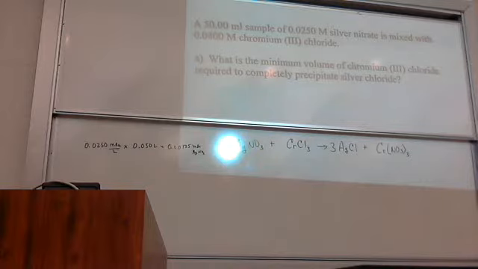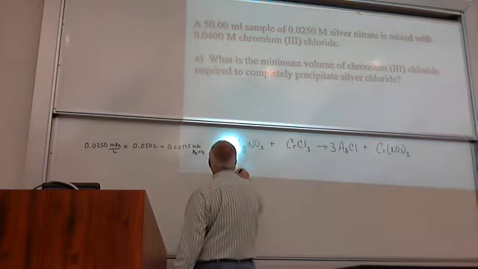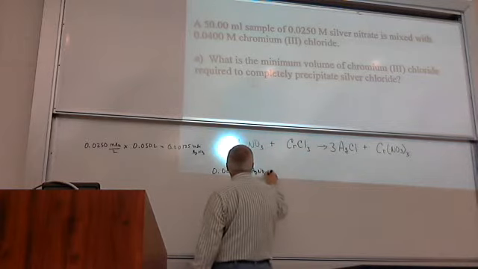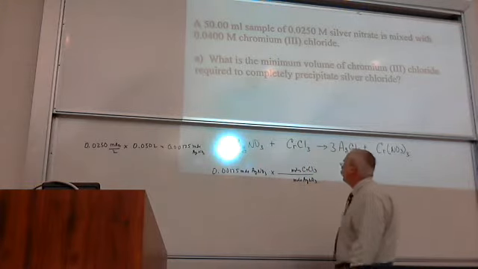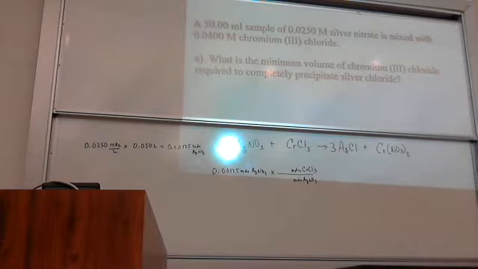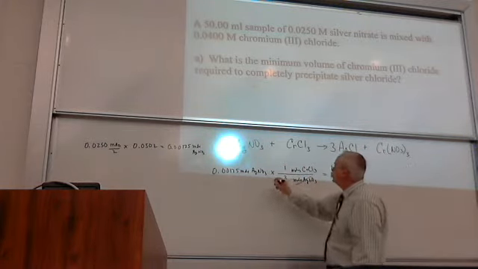Now what do we do? Well, we want to know something about the chromium 3 chloride. So, can I relate this mole amount of silver nitrate to the chromium chloride? Stoichiometry problem, right? So if I have 0.00125 moles of silver nitrate, then I'm looking for moles of the chromium chloride compared to the moles of the silver nitrate. And where do I get those numbers from, and what are they? The balanced equation. And it's 1 to 3. So moles of silver nitrate cancel.